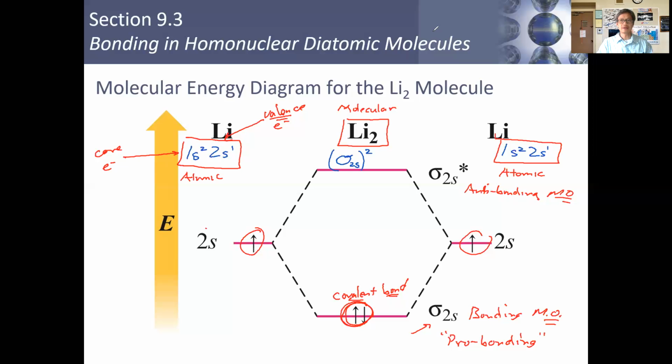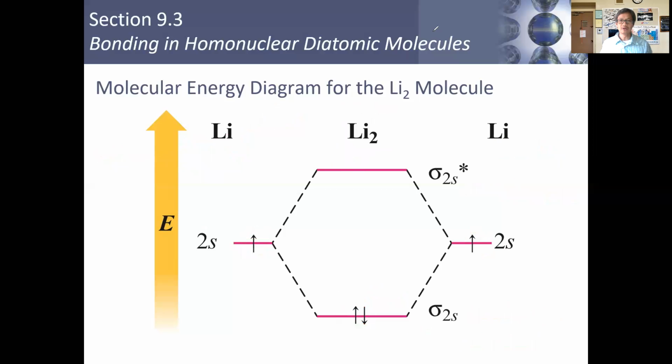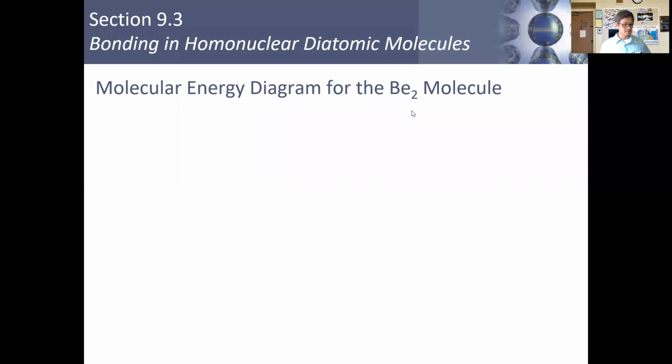That's where we left off yesterday. What I did was ask you to write out the electron configuration for beryllium. Let's go ahead and take a look at beryllium. Let's quickly take a look at beryllium.